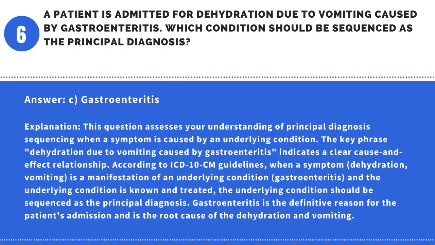The key phrase, dehydration due to vomiting caused by gastroenteritis, indicates a clear cause and effect relationship. According to ICD-10-CM guidelines, when a symptom (dehydration, vomiting) is a manifestation of an underlying condition (gastroenteritis), and the underlying condition is known and treated, the underlying condition should be sequenced as the principal diagnosis. Gastroenteritis is the definitive reason for the patient's admission and is the root cause of the dehydration and vomiting.